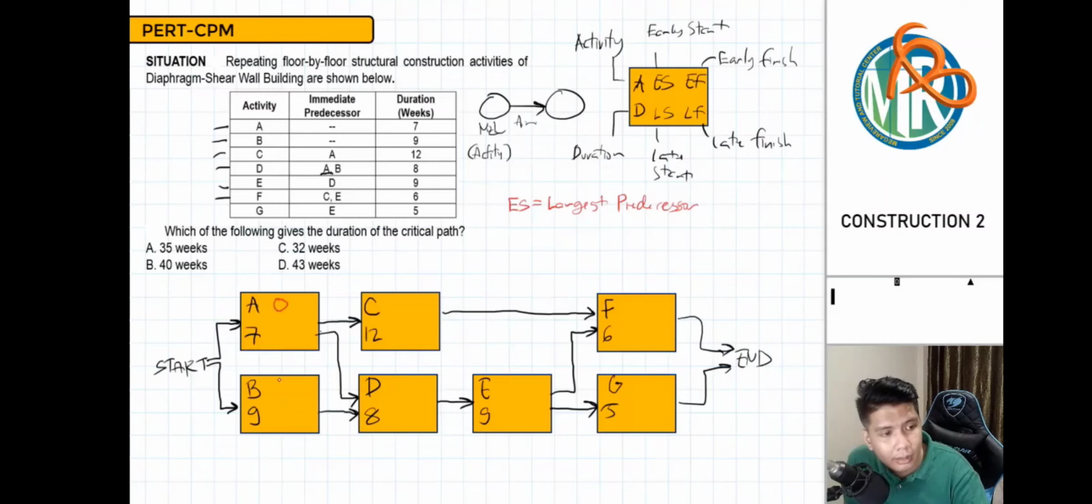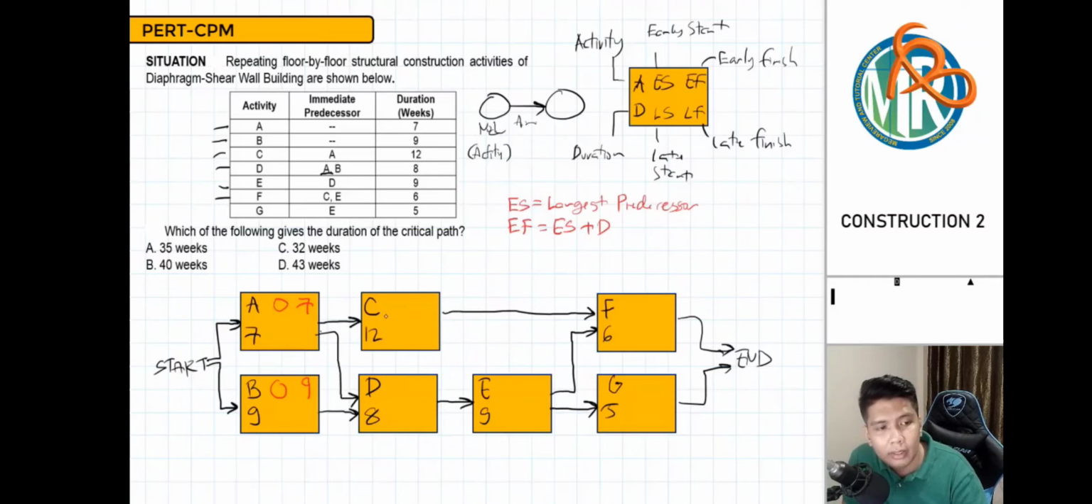So, the early start would be 0. They can start immediately. Okay? Ano naman ang kanilang early finish? So, si early finish naman guys, you can get this by getting your early start, then dagdag mo yung duration. Okay? So, early start ni A is 0, duration niya is 7, you will have here 7 na early finish. For activity B, you have 0 plus 9, you will have 9. Okay? Sige na, proceed tayo.